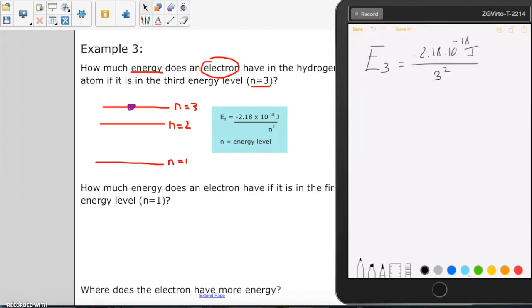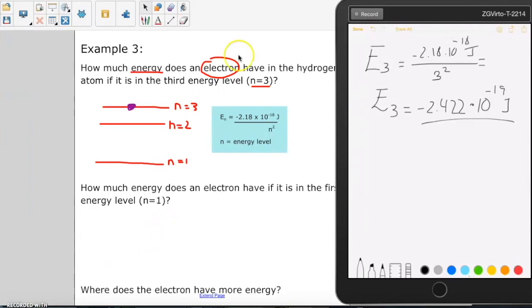If I plug those numbers in the calculator, the answer will be that the energy when I am in level 3 is minus 2.422 times 10 to the minus 19 joules. That will be the energy of the electron when it is in energy level N3.